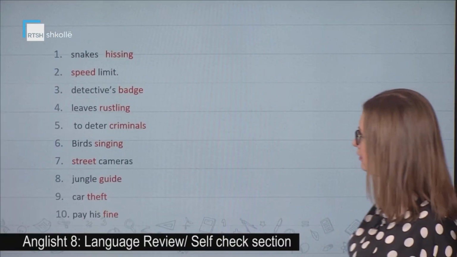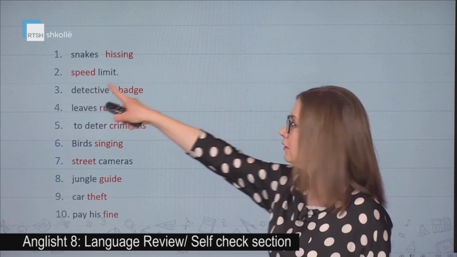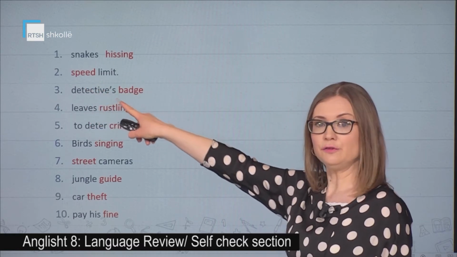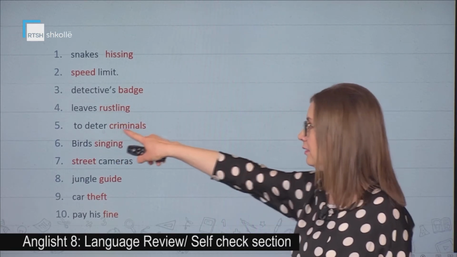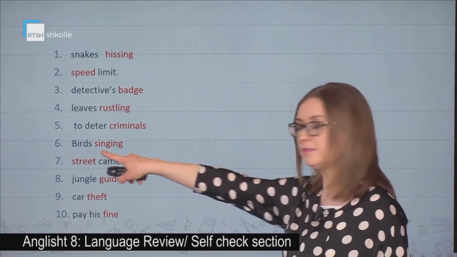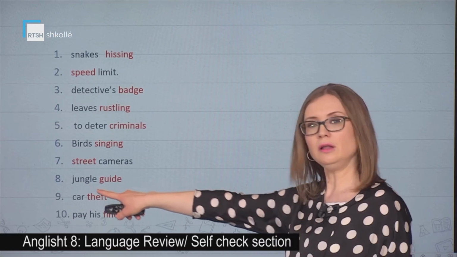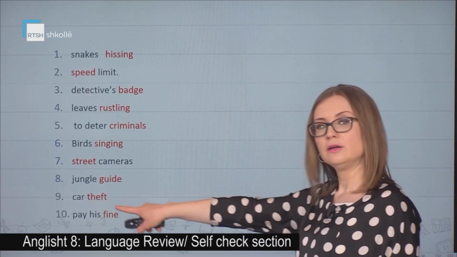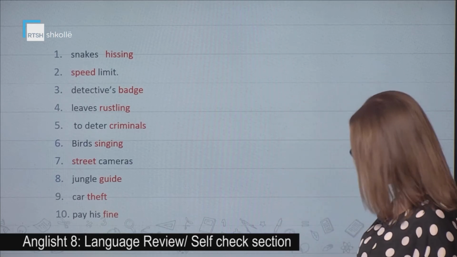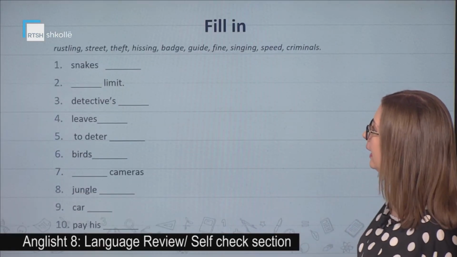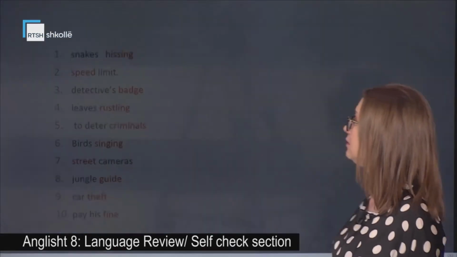Let's make some phrases. We have snakes hissing, speed limit, detective badge, leaves rustling, to deter criminals, birds singing, street cameras, jungle guide, car theft, and pay his fine. These were the words we had to fill in with the right ones that were given in the exercise.